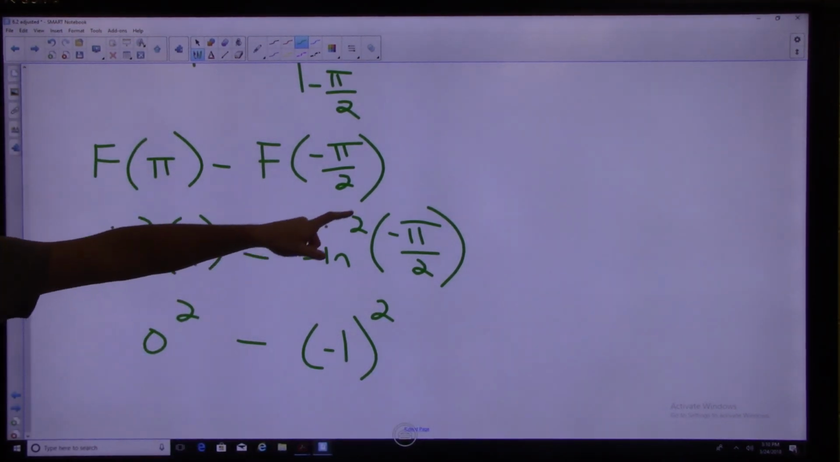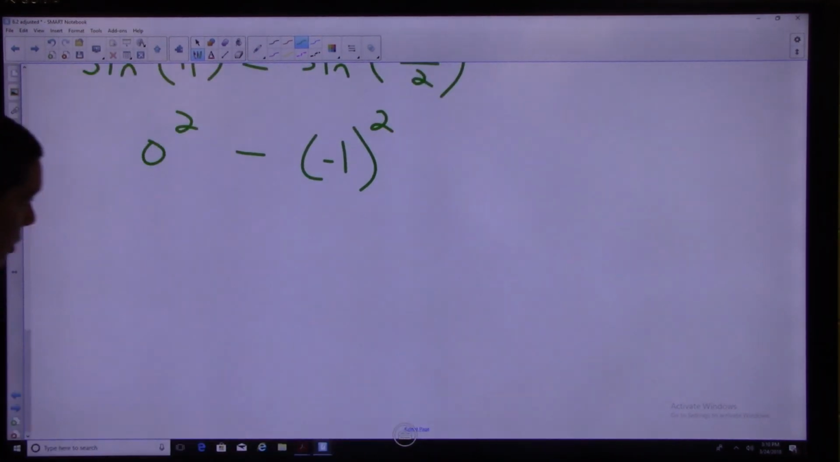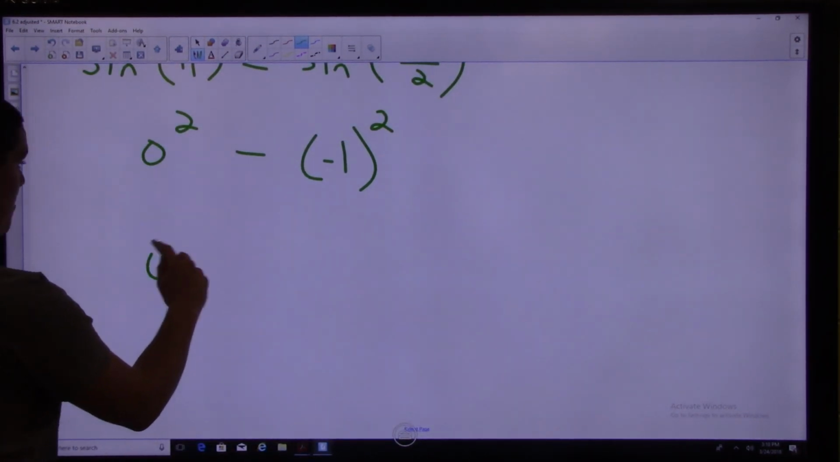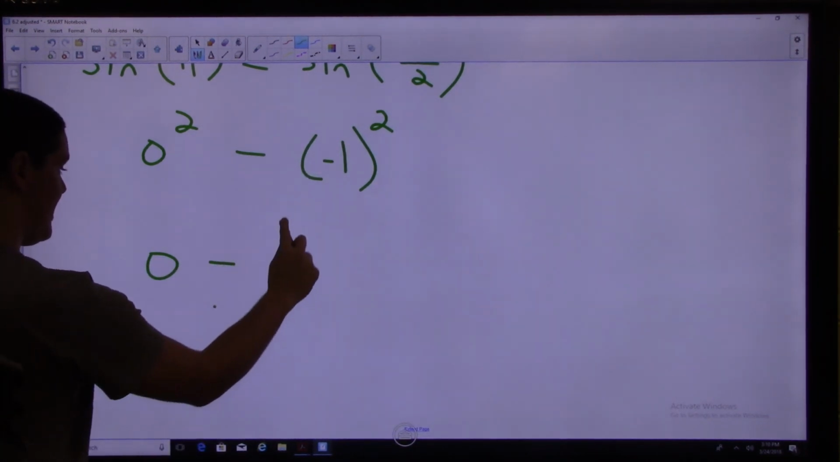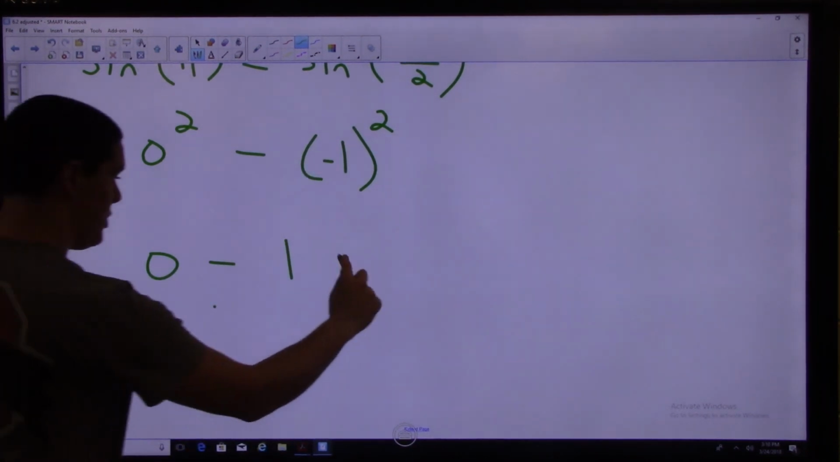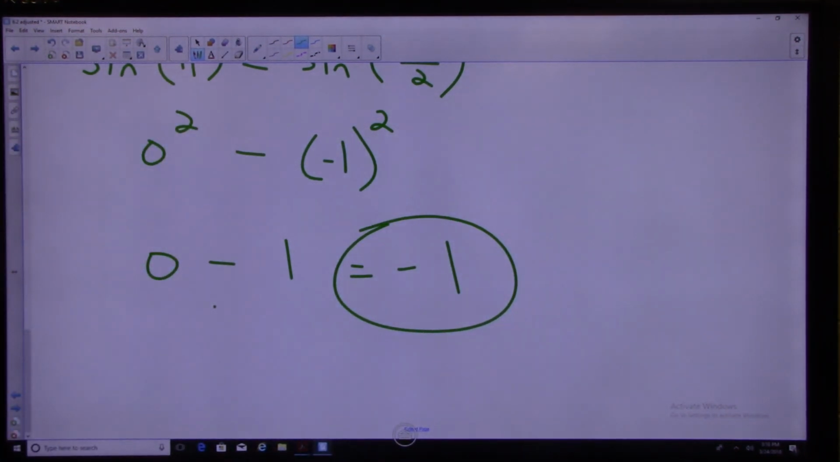Because we have to square the sine ratio, right? That's what this means. So all we've got is, well, 0 minus negative 1 squared is positive 1, but we still have this negative outside there. So it's 0 minus 1, which is negative 1. Okay, so negative 1 is your answer. That's the area under the curve.